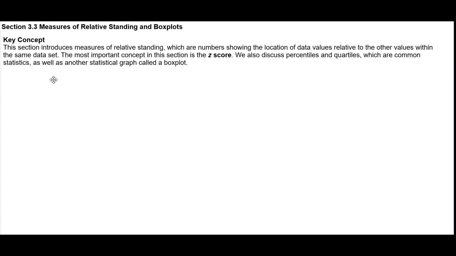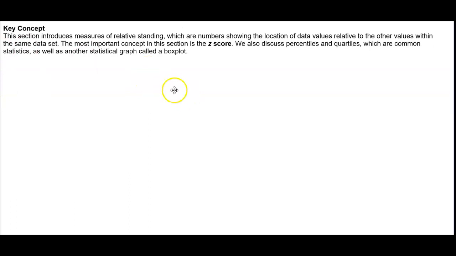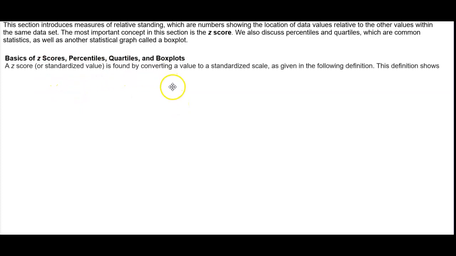The most important concept in this section is the z-score. We also discuss percentiles and quartiles, which are common statistics, as well as another statistical graph called a box plot. Now, basics of z-scores, percentiles, quartiles, and box plots.